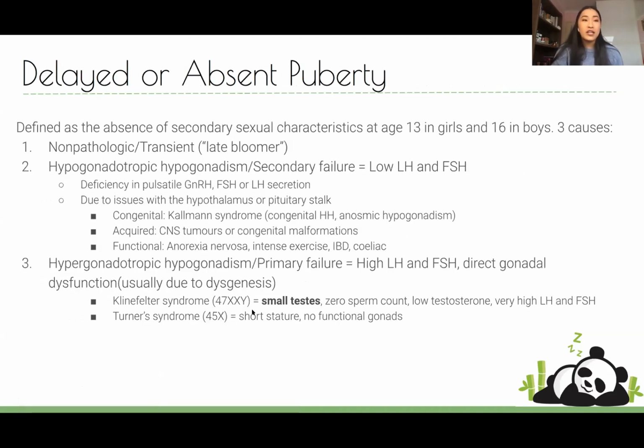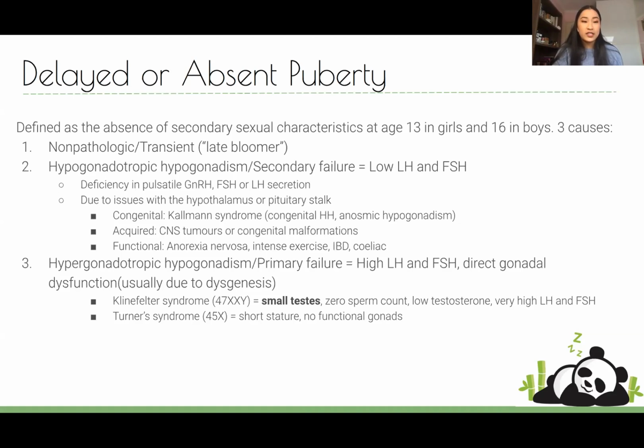Okay, on the other end of the spectrum, delayed or absent puberty. So this is talking about females and males. We talked about primary amenorrhea already, which is a part of delayed or absent puberty, but this is talking more broadly, females and males, and you can classify it into 3 causes.